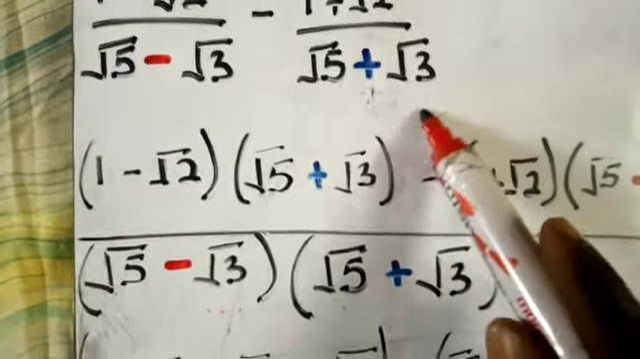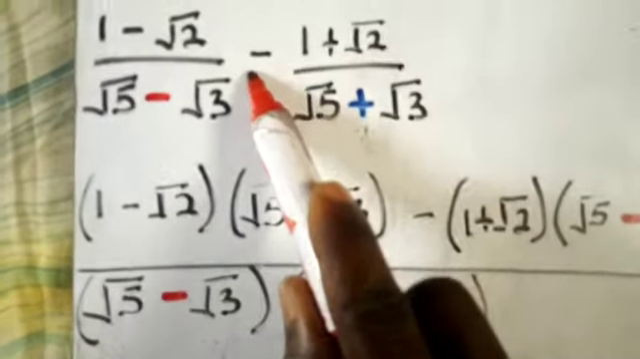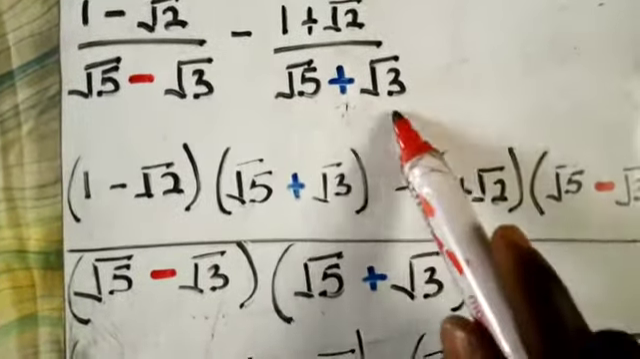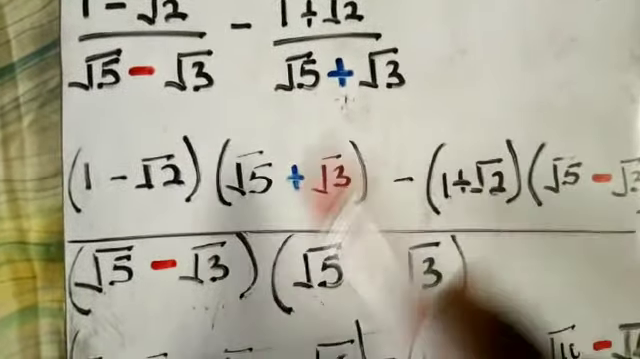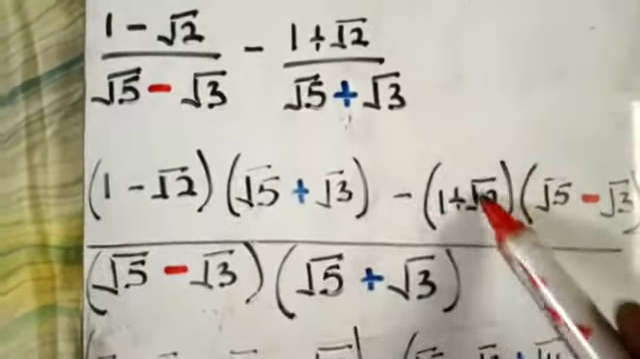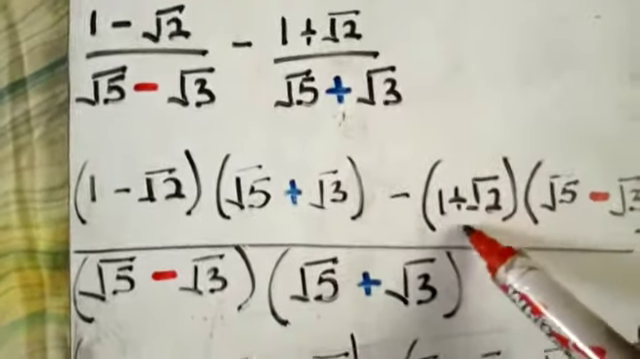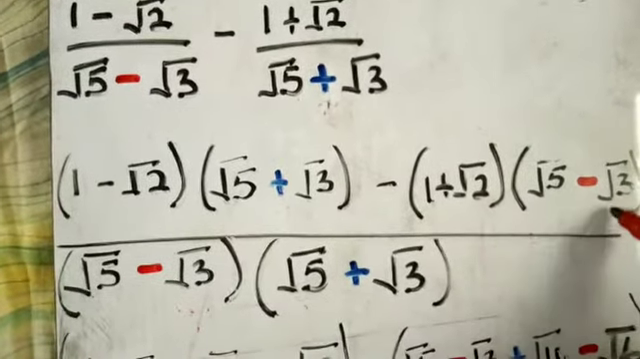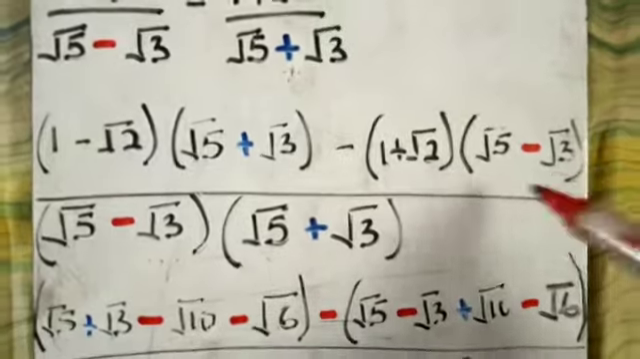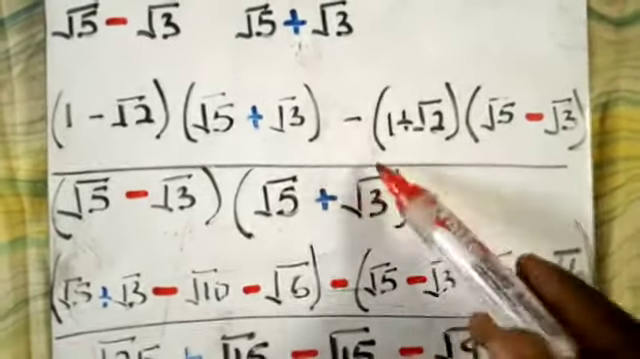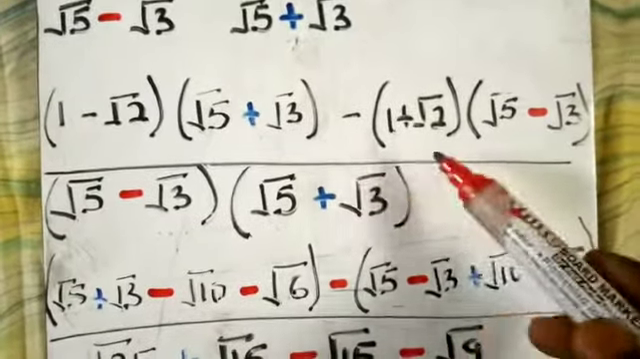The same applies to the second one. Don't forget that you have a subtraction sign over here. So minus, and this one will cancel this. We are left with this and that. Can you see that? So that will be plus 1 plus root 2, all multiplied by root 5 minus root 3. Of course, everything is divided by the LCM. From here, you proceed with the multiplication, addition and subtraction of surds.